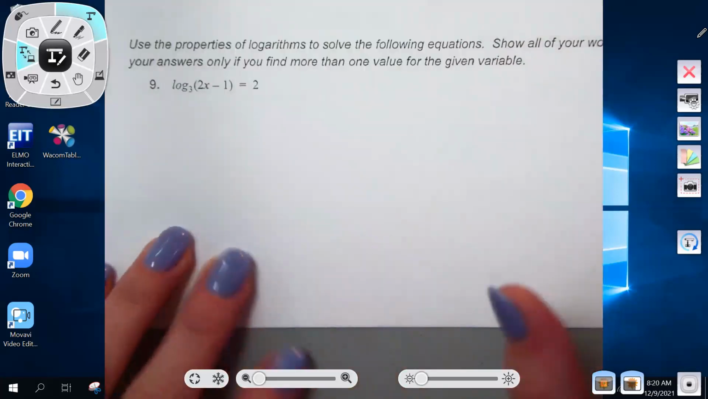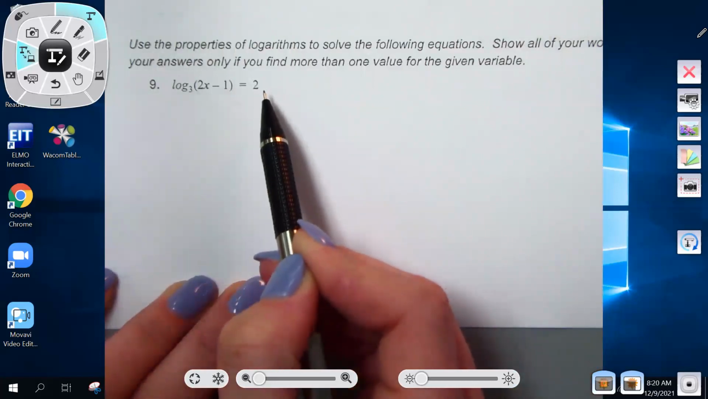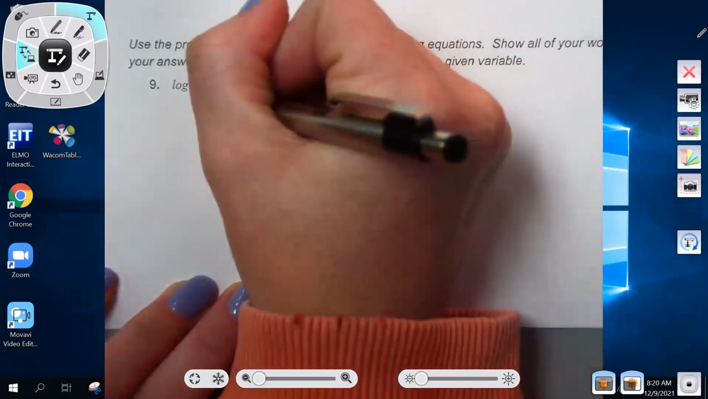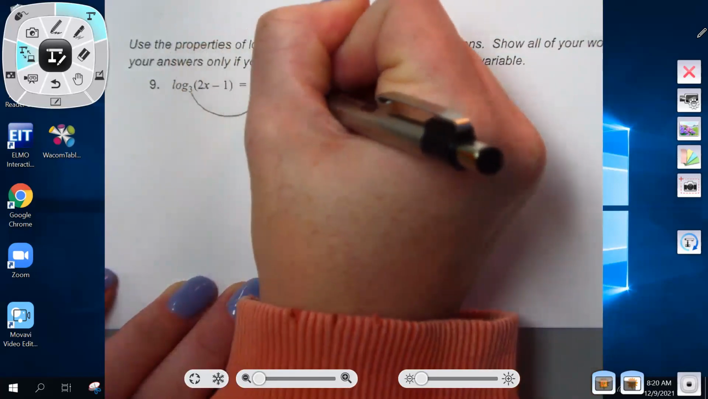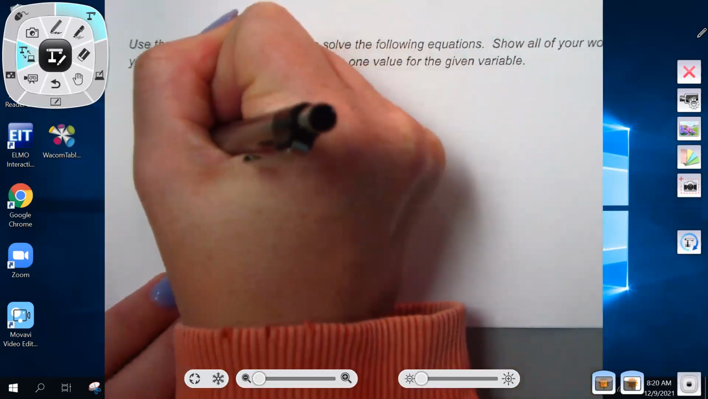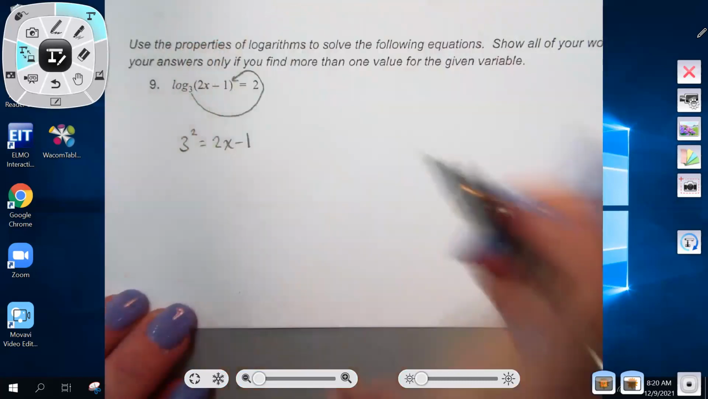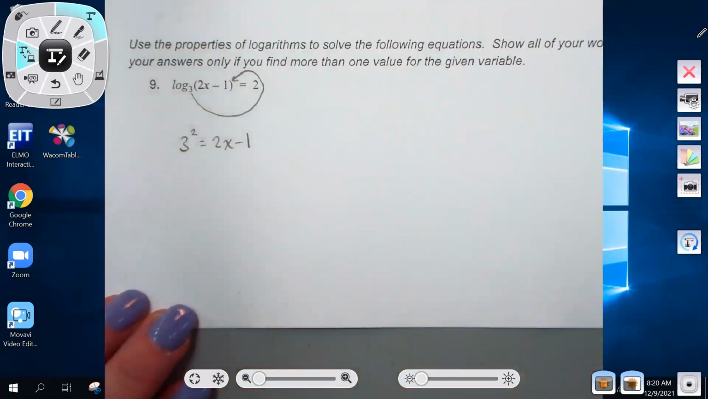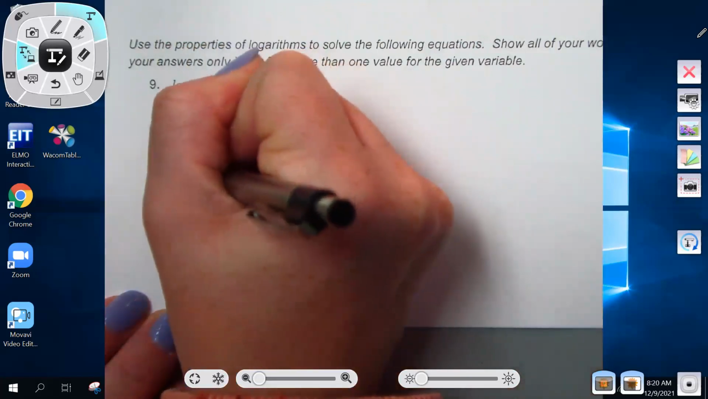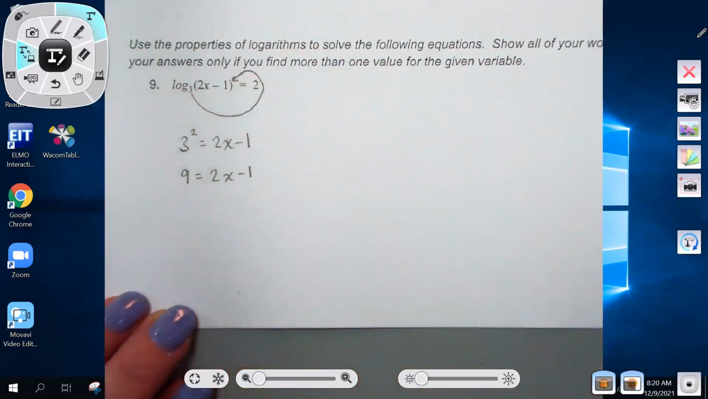Number 9, we have a logarithm on one side with just a number on the other. So to be able to solve this, we need to change to exponential form, just the same way that we did in the last section of problems. So this becomes 3 squared equals 2x minus 1. 3 squared is 9. So 9 equals 2x minus 1.